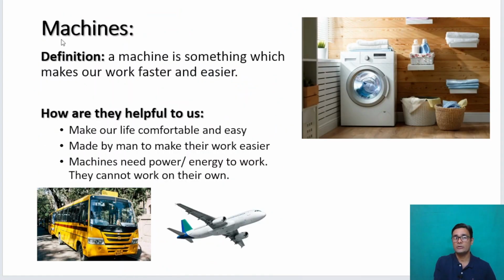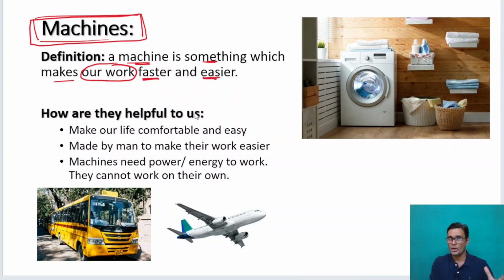Now let us see, what is a machine? How do you define a machine? A machine is something that makes our work faster and easier. Always remember, if something makes our work faster or easier, then it is called a machine.